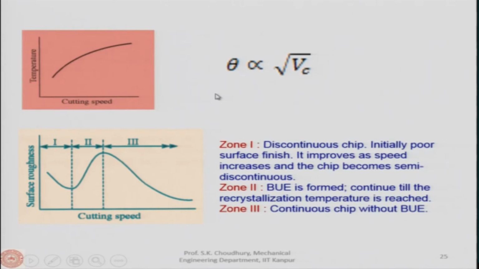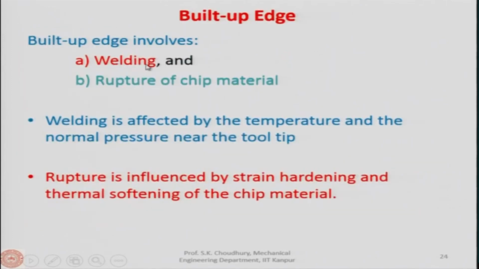So, once again, at this temperature it will be welded, since the temperature is increasing, cutting speed is increasing, and then it will be ruptured. So, therefore, the welding is affected by the temperature and the normal pressure near the tool tip, which is very high. But the rupture once again is influenced by the strain hardening and the thermal softening of the chip material.